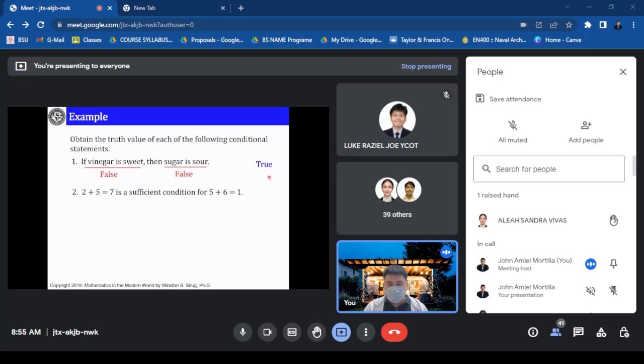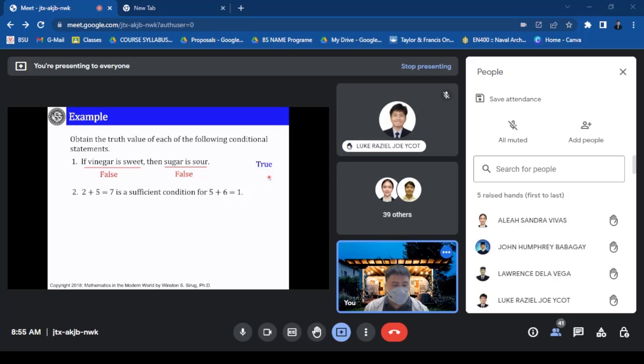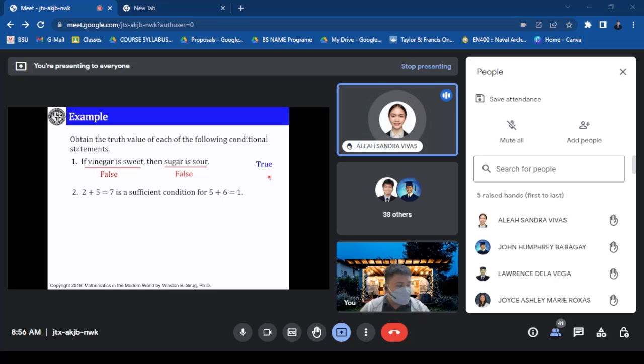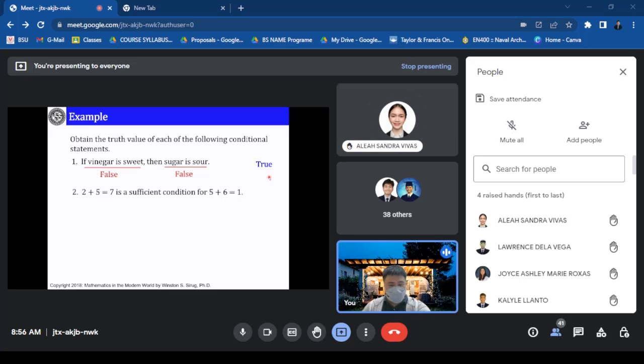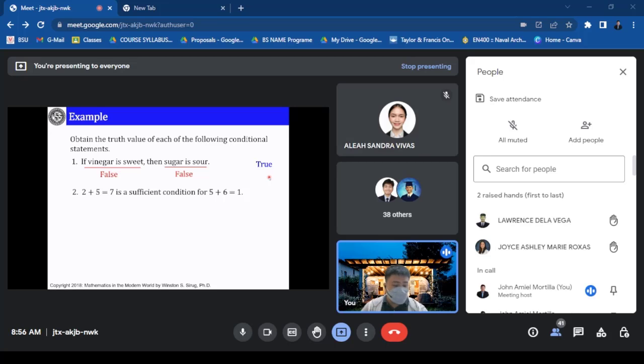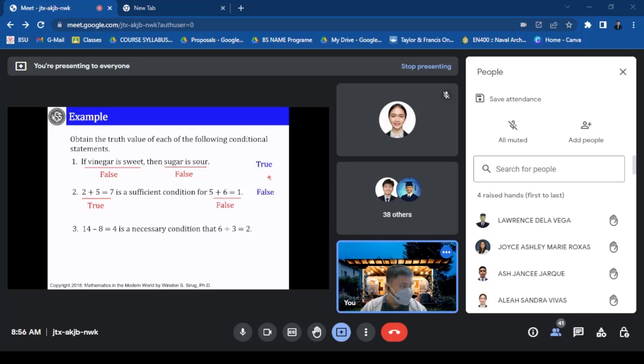Then, okay, please answer. 2 plus 5 is equal to 7 is a sufficient condition for 5 plus 6 equals 1. Yes, Alea. The hypothesis is true po, then 5 plus 6 equals 1 is false. Then, it is false po. Okay, so our compound statement is false. False. Okay. So number 3. Can anyone? Okay, Lawrence de la Vega.